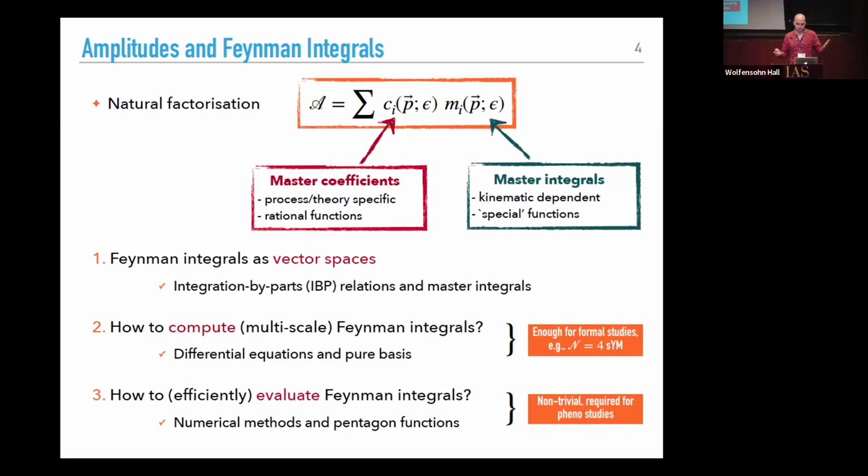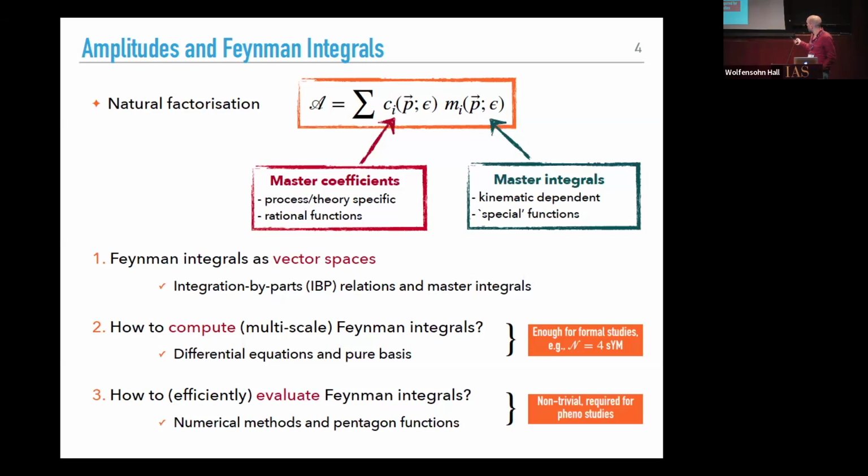If you want to compute integrals with fewer scales, there are other techniques that are perhaps better than what I'll talk about, because the challenges are different. So I'll describe how to compute multi-scale Feynman integrals, and what I mean by compute is really to get access to this analytic information about the integrals.